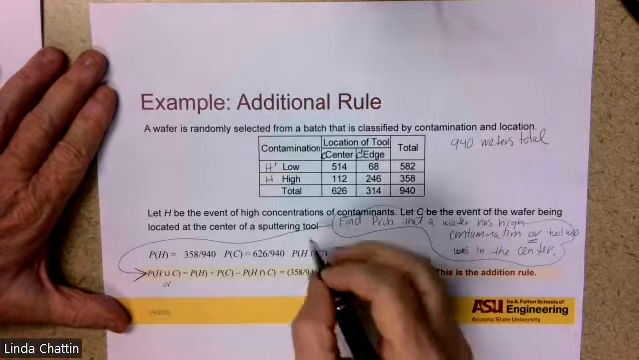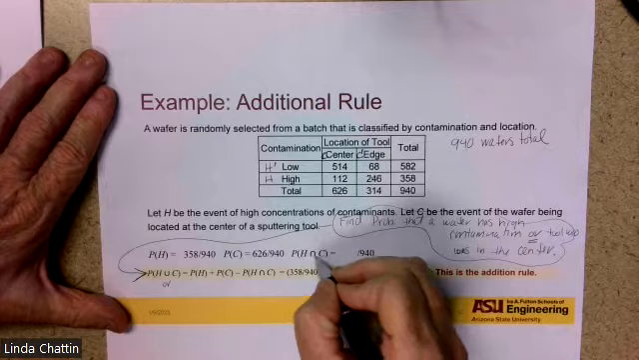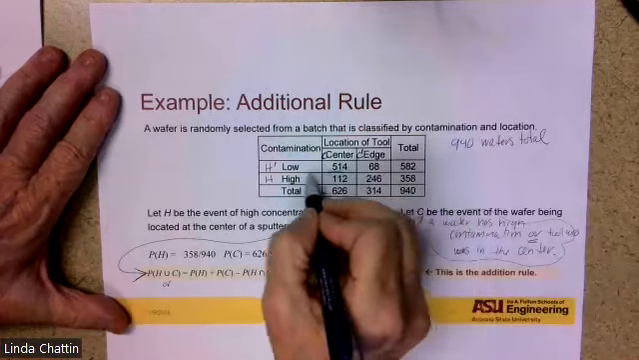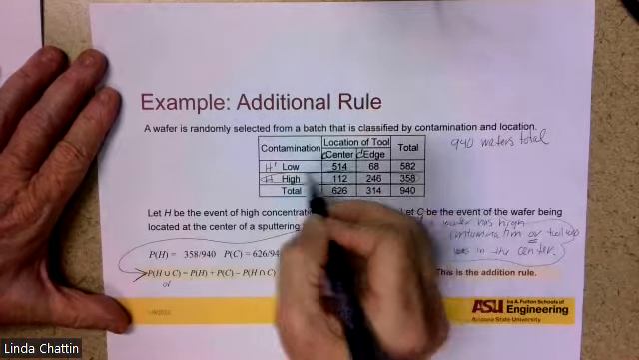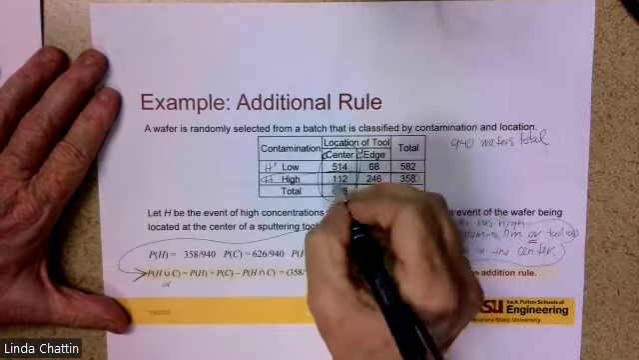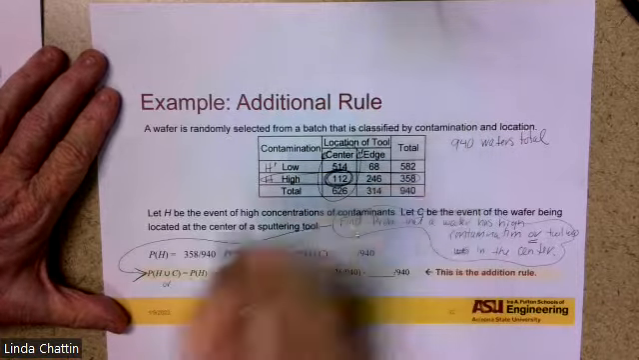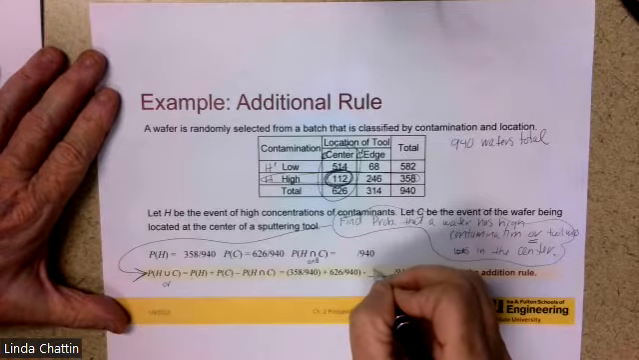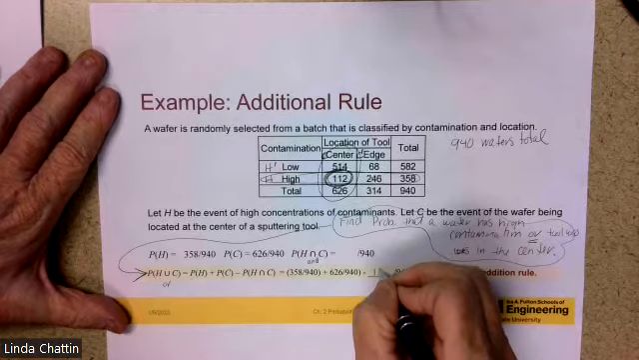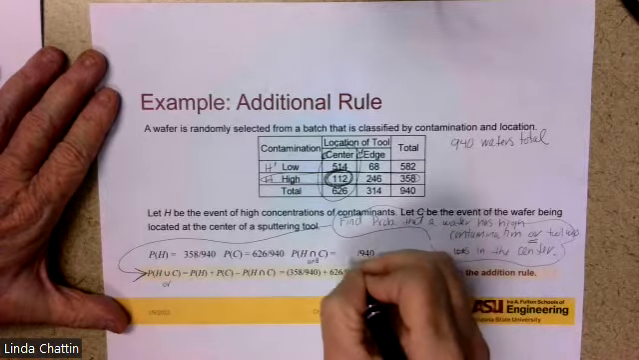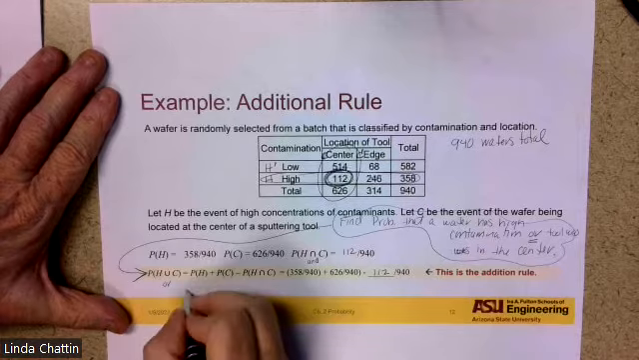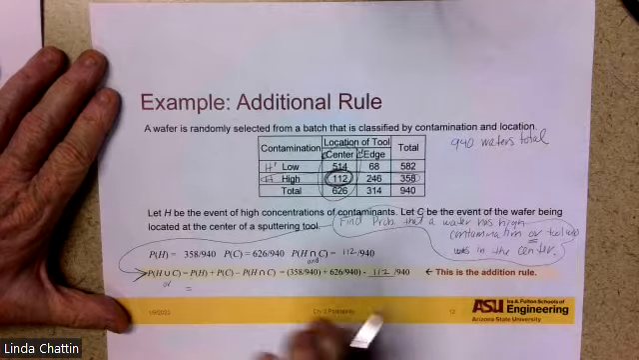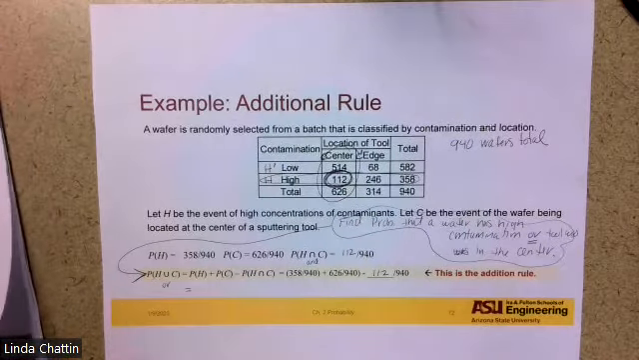Then for the probability of high and center, that's where you're looking for the intersection. These are the wafers that had high, and these are the wafers that were in the center. What they have in common, that intersection piece, is 112. So I can figure out this probability by doing 358 plus 626 minus 112.